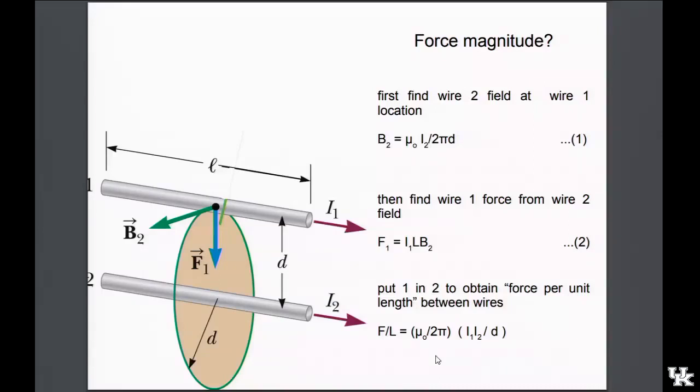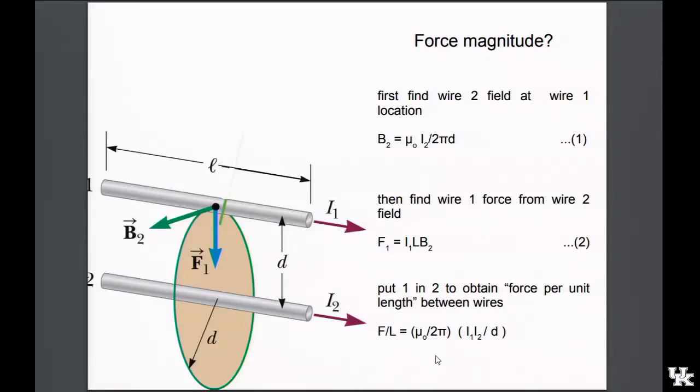So that force depends on the currents in both wires. If you increase the current in wire number 2, that would make a bigger field. If you increase the current in wire number 1, it would feel that field more. So I1, I2 is important. It's the product of the two currents that's going to determine the force. It's like the product of charges determines the force in Coulomb's law. So that's rather similar to Coulomb's law.